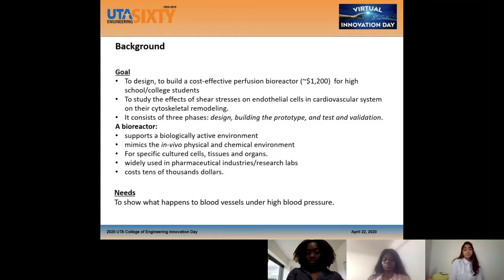A bioreactor is used heavily in industries and research labs for cell culturing under a controlled physical and chemical environment. However, it costs thousands of dollars. The need of our experiment was to show what happens to blood vessels under high blood pressure.